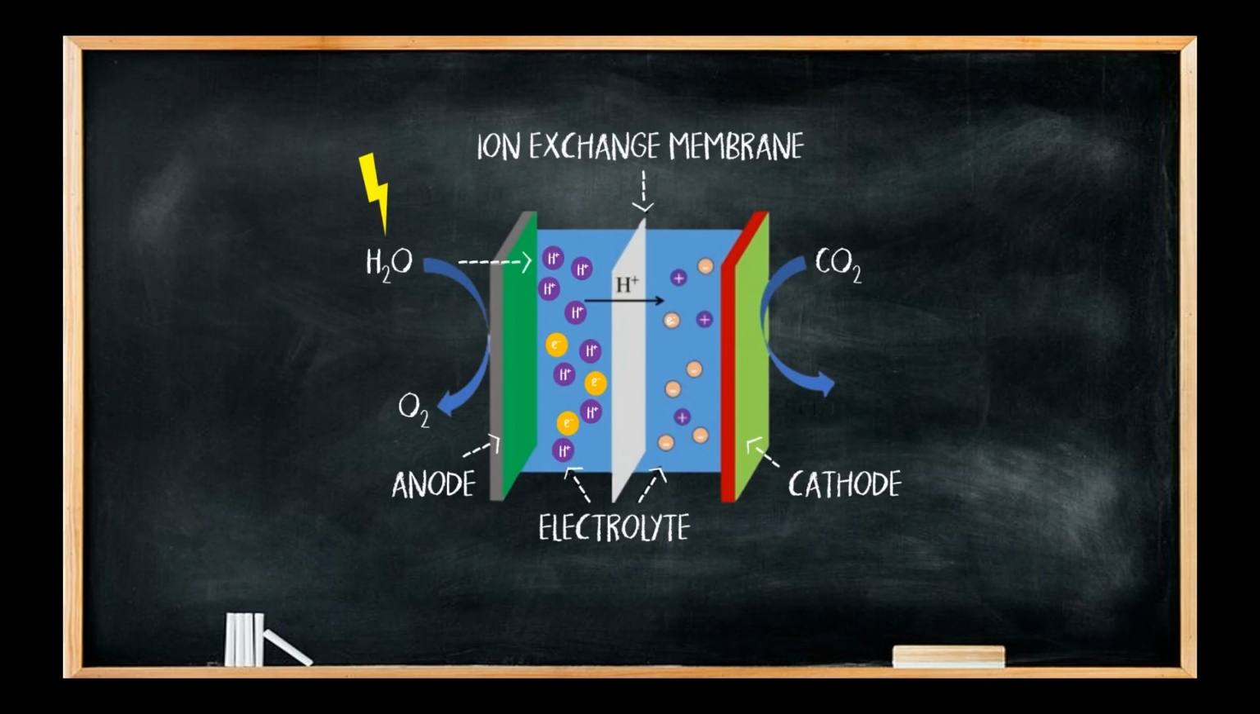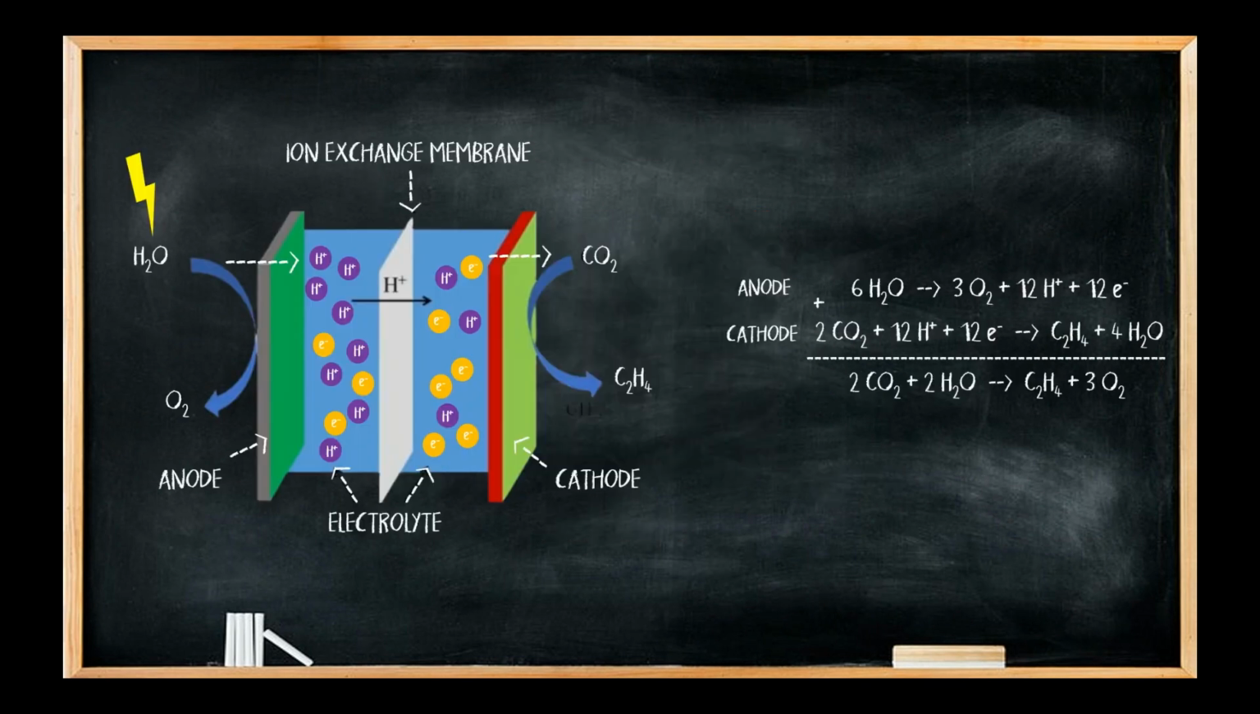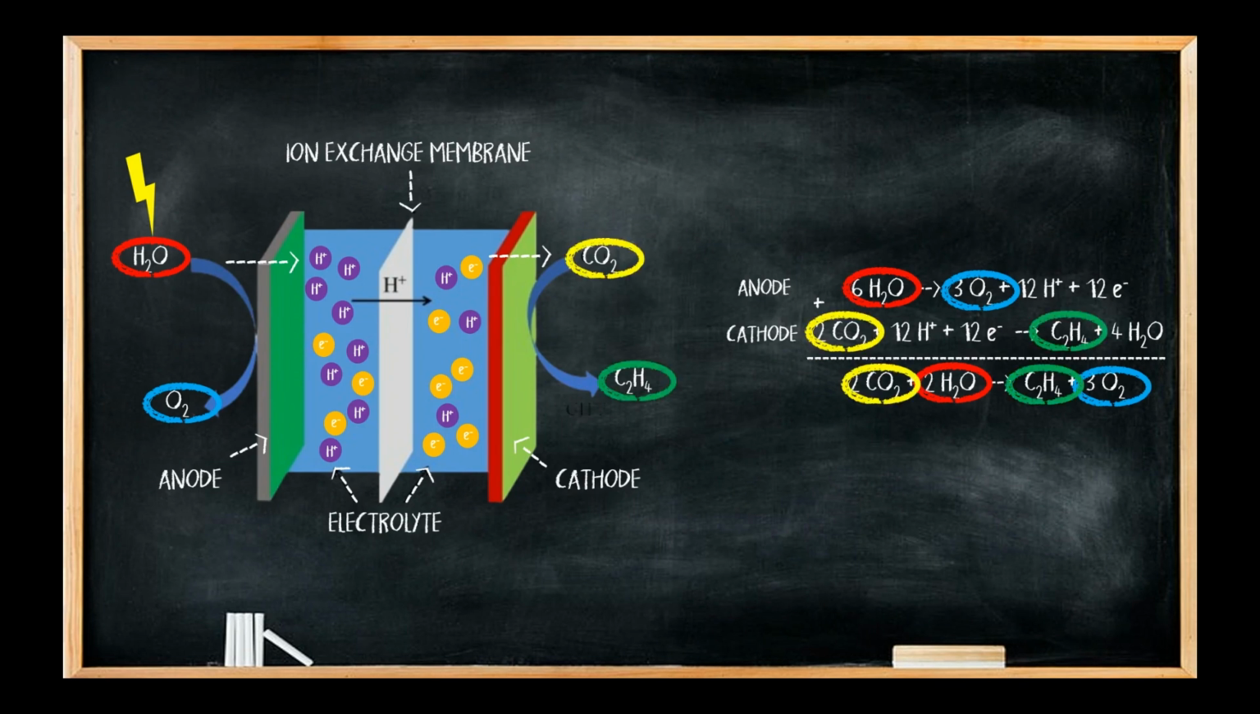An electric current is applied to the anode to split the water, releasing protons and electrons as well as oxygen gas. The protons and electrons are then used to reduce carbon dioxide into hydrocarbons. We can see here that we have water as the reactant at the anode, and oxygen is created as the product at the anode. Carbon dioxide is the reactant at the cathode, producing hydrocarbons as the product at the cathode.